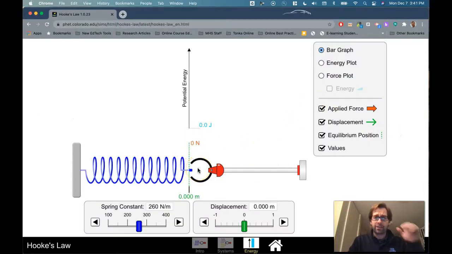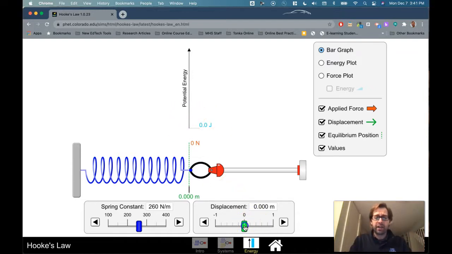Going back to the PhET simulation with the spring, notice here there's a chart for energy. It makes sense that the more I stretch something, the more energy I'm storing, because it's going to want to bounce back. I want to figure out what the relationship is between how much I stretch it and how much energy gets stored.